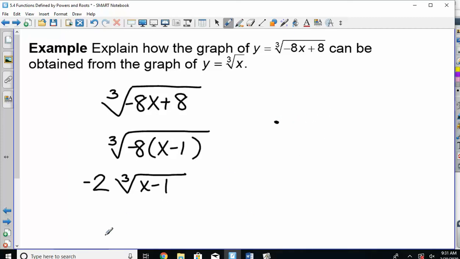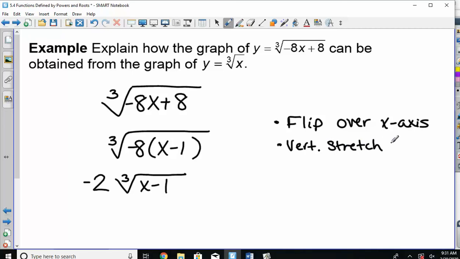There's 3 things going on. What does a negative do? Flips. Negative flip. It's like making your y's negative, so it flips over the x-axis. What does the 2 do? 2 is bigger than 1, so it is a stretch. And what's the minus 1 do? Right.